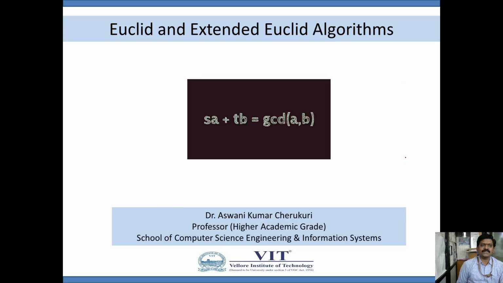In this presentation, we learn about Euclid as well as extended Euclid algorithms. These two algorithms form the basis for the RSA algorithm. In the RSA algorithm, we know that there are certain variables. What are all the variables in the RSA?